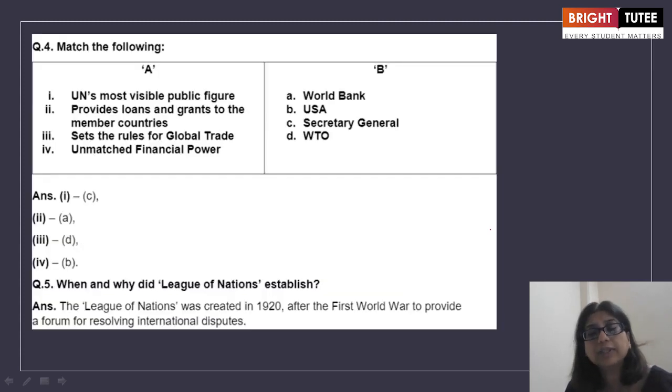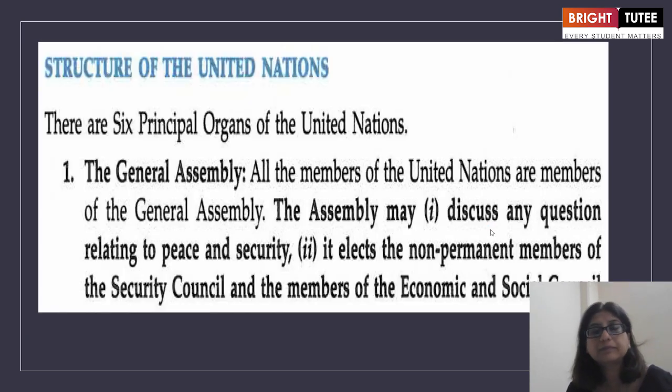And there is a match the column also. The United Nations' most visible public figure relates to the Secretary General. Provides loans and grants to the member countries relates to the World Bank. Sets the rules for global trade relates to the WTO, and unmatched financial power relates to the USA. And why was the League of Nations established? It was created in 1920 after the First World War to provide a forum for resolving international disputes.